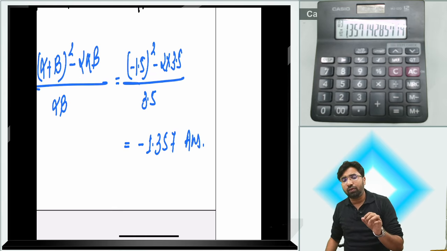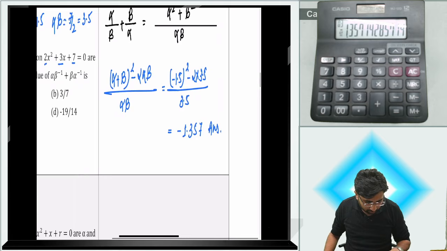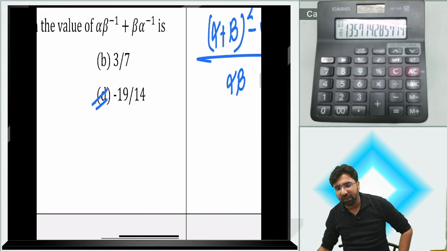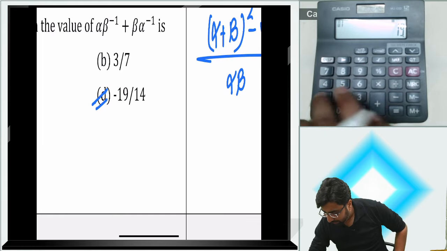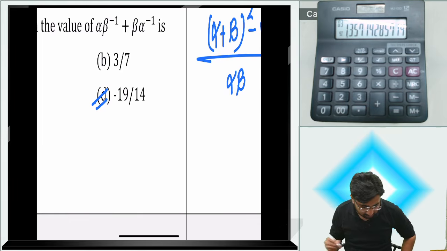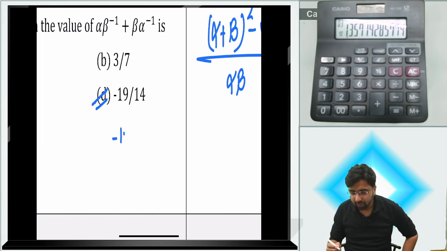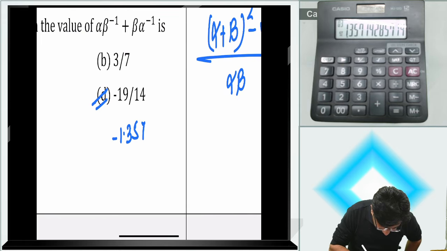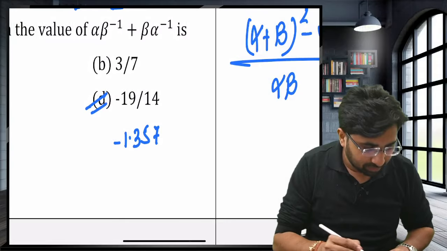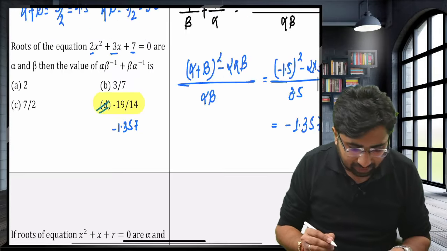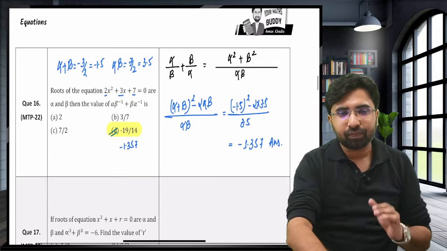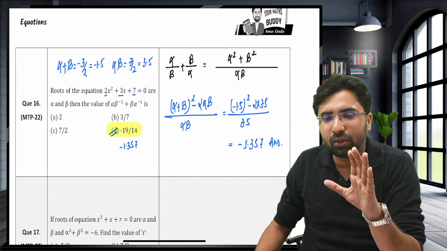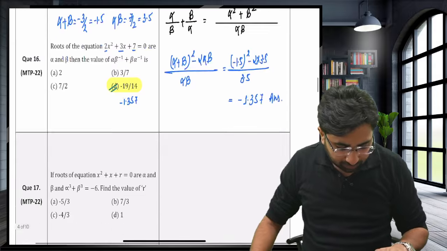Since you have received your answer in decimal, let's convert the options also into decimal. Answer is negative, so very high chances option D will be correct. 19 divided by 14 with the minus sign is minus 1.357. Since you are getting the same decimal, option D is the correct answer. I hope this question is clear to all of you. Can I move forward? Yes.